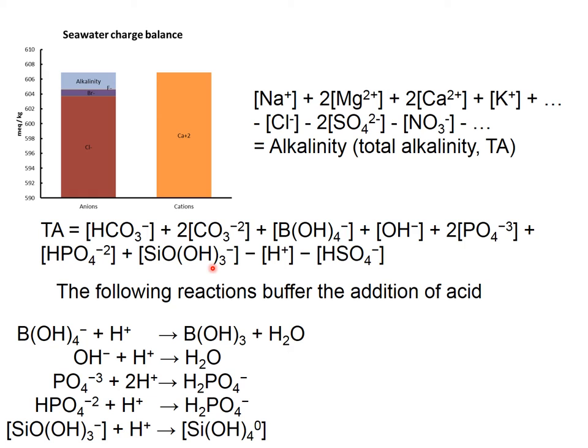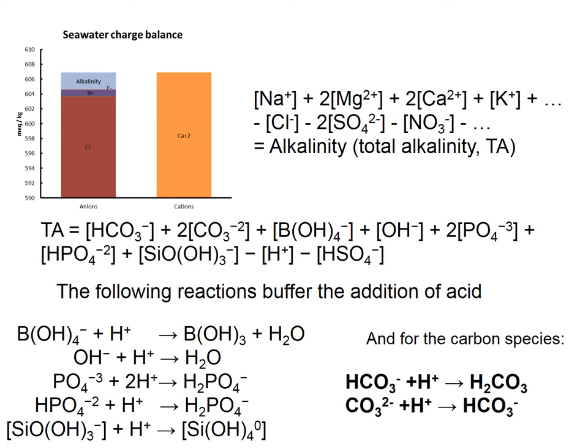Okay? So if you look at the borate ion here, we can change the relative proportions of borate to boric acid. So this is boric acid here, this is borate, and that can balance any addition or subtraction of hydrogen ions. Okay, and critically for the carbon species, these make up most of total alkalinity. So these are the most important ones. So if we start to add hydrogen ions to the ocean, then we can basically counteract that by using up some of our alkalinity and forming one of these.